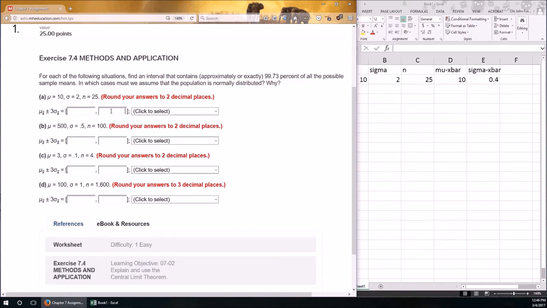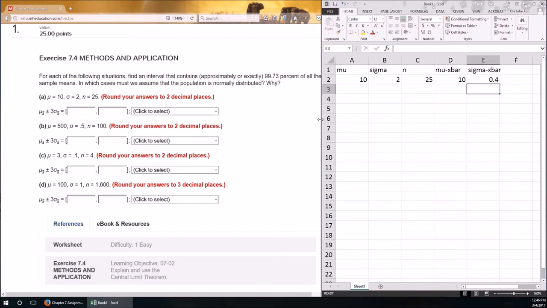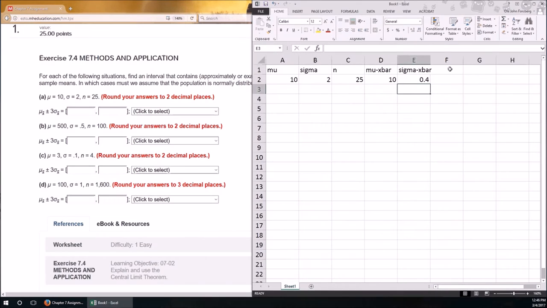So I'm going to get room for two more columns. I'm going to make this one smaller, just give us some separation. So again, put LCL and UCL there. So LCL is equal to mu sub x bar minus 3 times sigma sub x bar. And the upper confidence limit is equal to mu sub x bar plus 3 times sigma sub x bar.